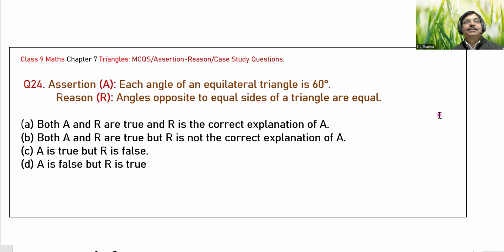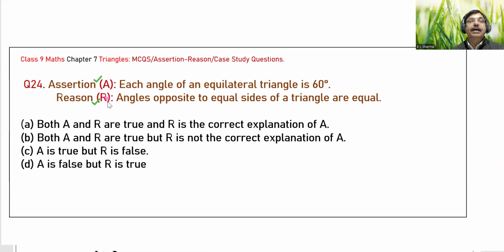This is your test. First give your answer, then check your answer. Assertion: each angle of an equilateral triangle is 60 degree. This is true. Reason: angles opposite to equal sides of a triangle are equal. That is also true. But does A depend on R?